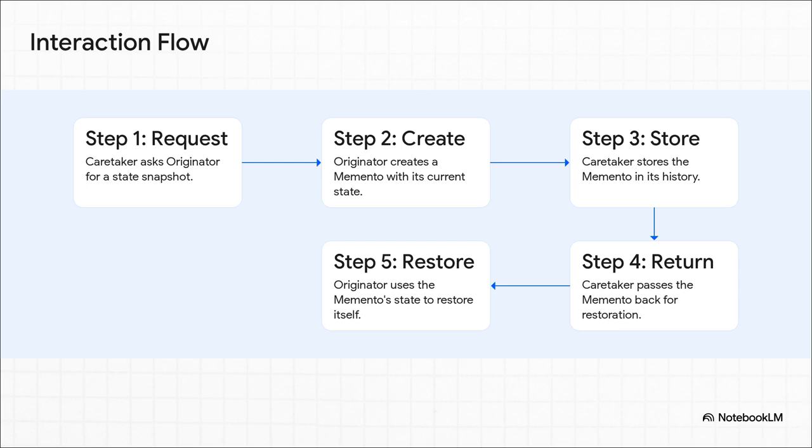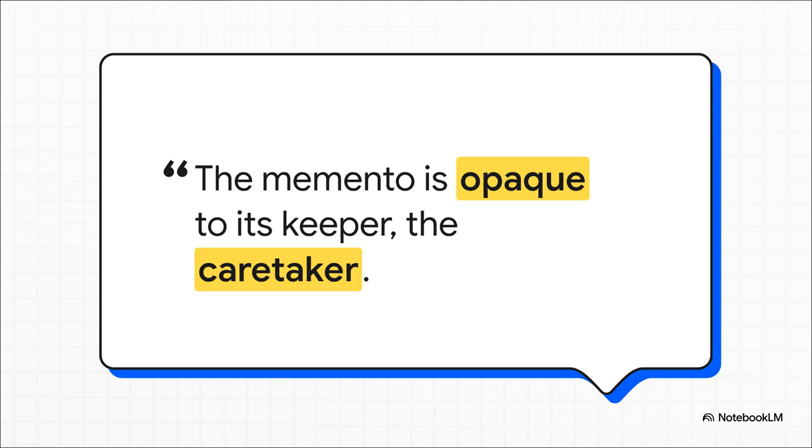Simple as that. And this, right here, this is the absolute heart of the pattern. The caretaker's ignorance is bliss, because it can't and doesn't look inside the memento. The originator's private data stays completely private. Encapsulation is preserved. We've solved the paradox. The rest of the system doesn't need to know or care how the originator works internally.